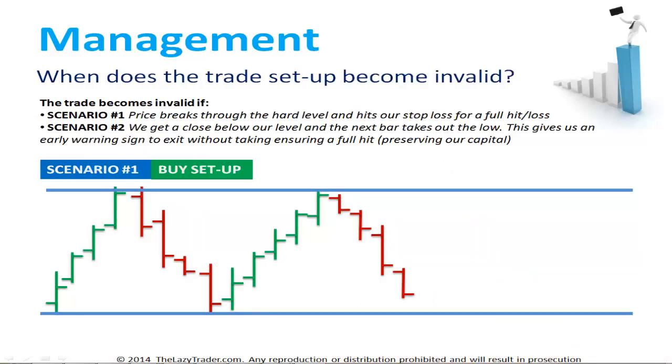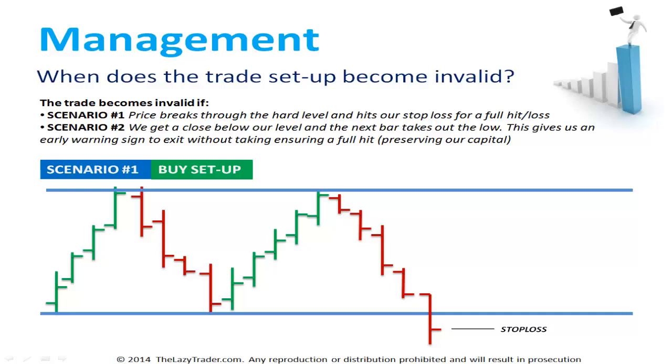So let's have a look first at the instances in which the trade actually does become invalid. For this buy setup, we've got our entry just in advance of the level and our stop loss below, but price has come down, and not only has it closed below the level, thus invalidating it, it's also taken us out for a full hit. This is very unfortunate. It's the worst possible case scenario we can get from trading this strategy, but it does happen. You've got to sometimes lose the battle in order to win the war.